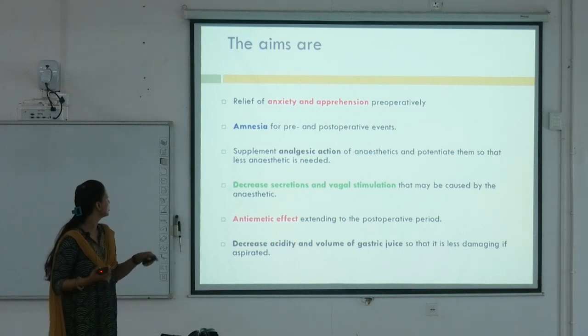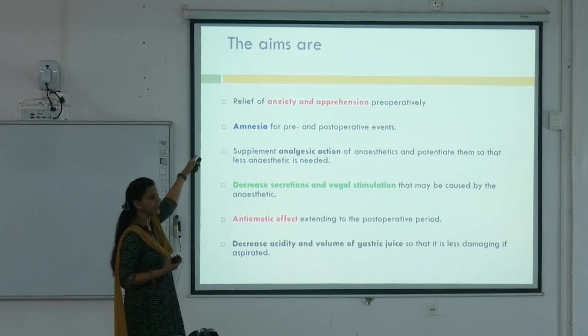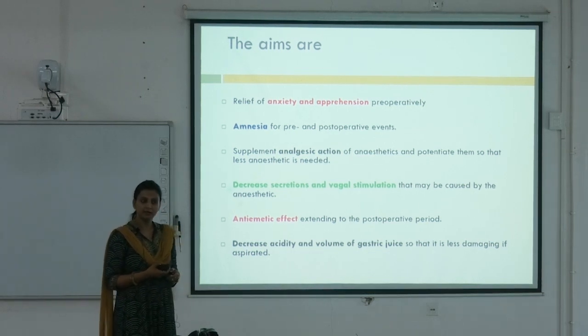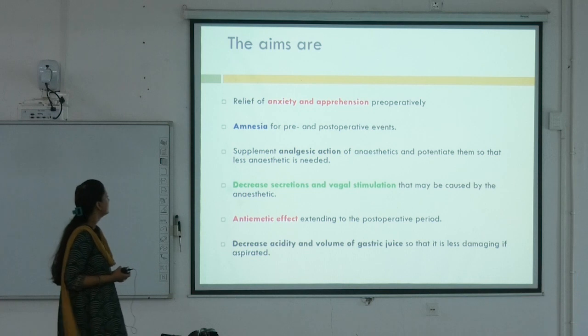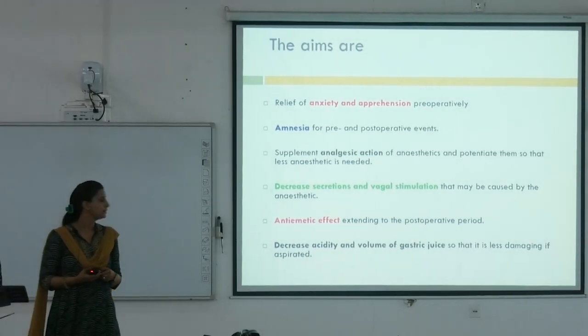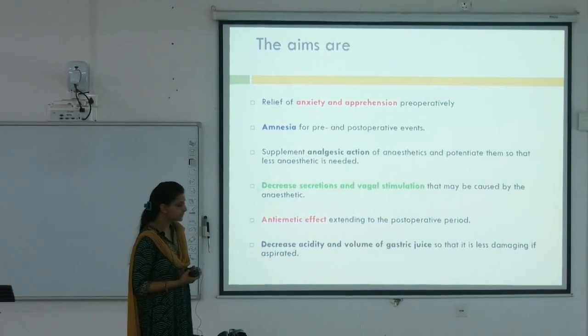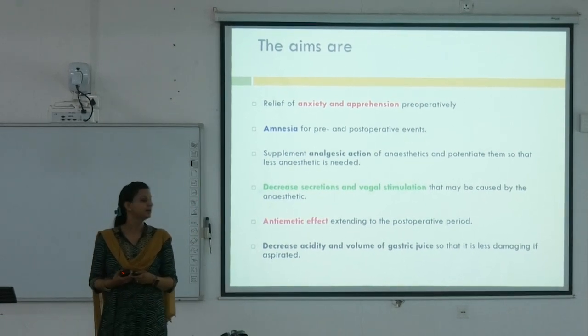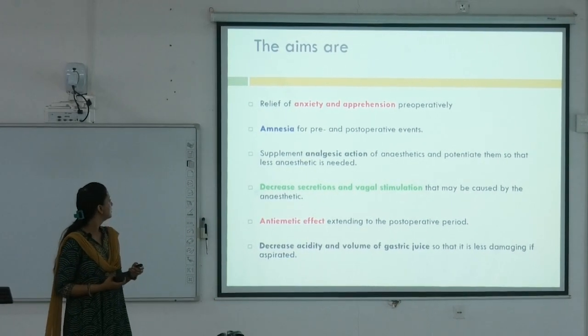So what all we are giving? Anti-anxiety drugs. For amnesia, we are giving the drugs. We are giving analgesics for analgesia. We are giving drugs to decrease the secretions and antiemetics, and we are giving drugs to decrease the acidity and the volume of the gastric juice.